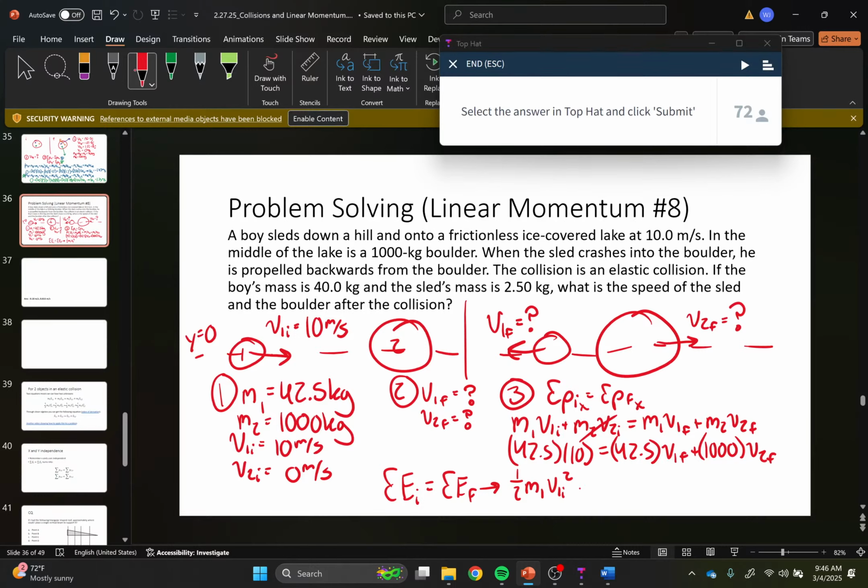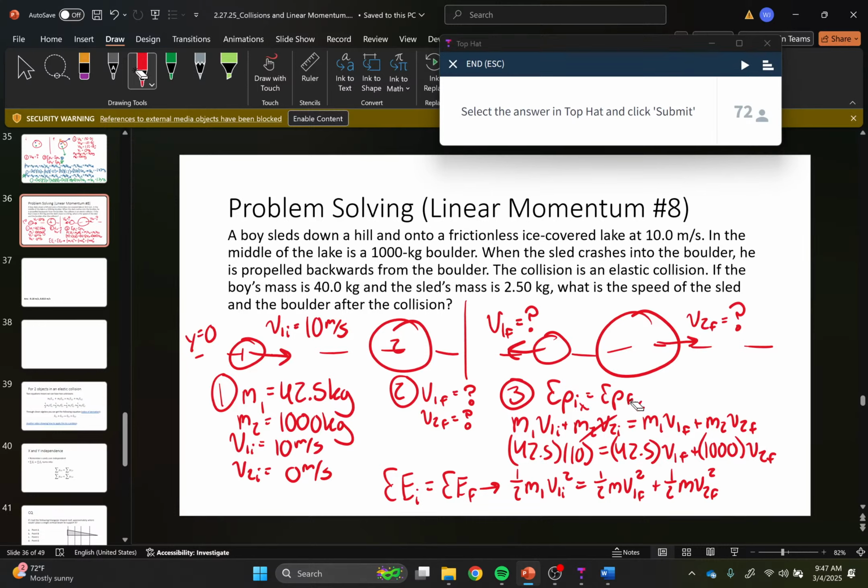Initial is done. Final. Is there anything that's moving? Yeah, the boy. So he's got some kinetic energy, 1/2 m1 v1 final squared. Is there anything else that's moving? The boulder. So we have some more kinetic energy. Great. Is there any potential energy? Did they go up or down at all? No, they're still at 0. Are there any springs? No. We did it. We built 2 equations.